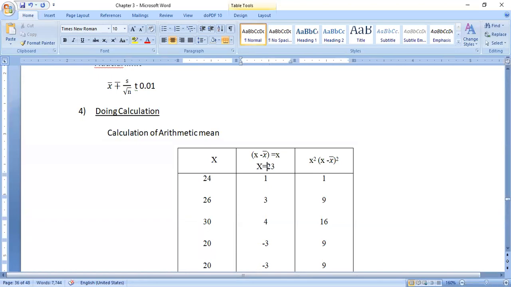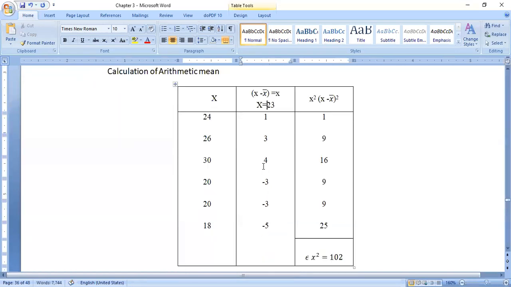So here what we have to do is x minus x bar, where 23 is the x bar value and x values are these values. 24 minus 23 is 1. 26 minus 23 is 3. 30 minus 23 is 7. 20 minus 23 is minus 3. 20 minus 23 is minus 3. 18 minus 23 is minus 5.